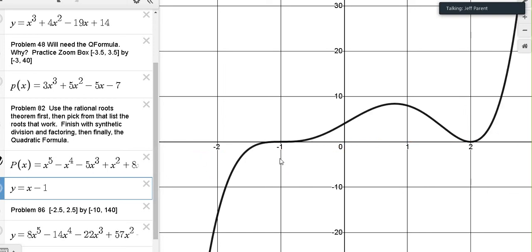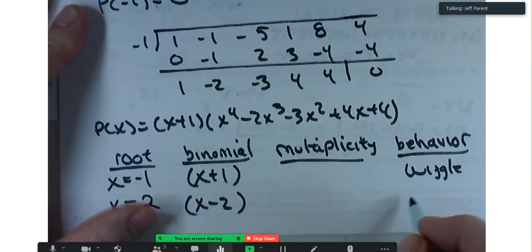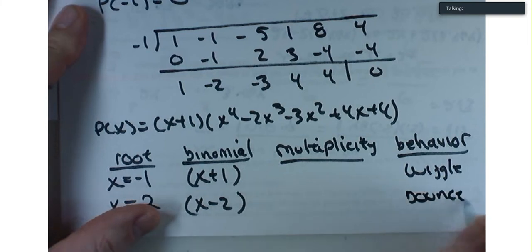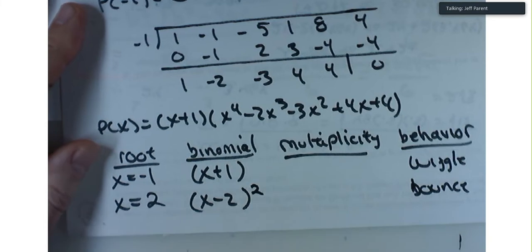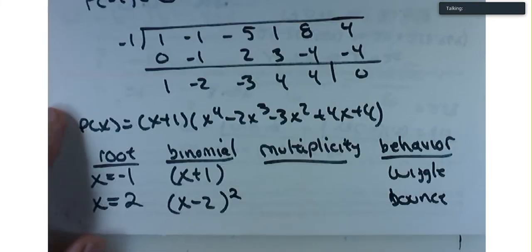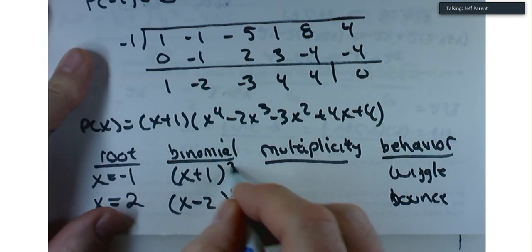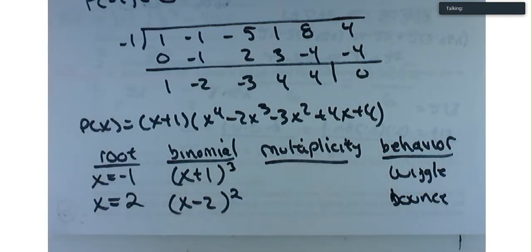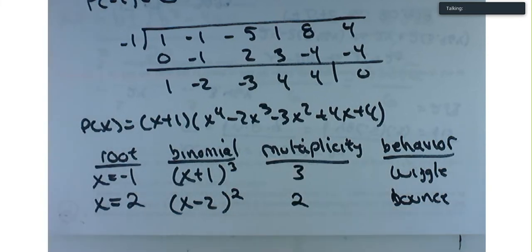Now, to remind you of those behaviors, when you had a bounce, that was an even exponent. So let's make that the first even exponent we can, which is a 2. And a wiggle had to have an odd exponent greater than 1. So the first one we can come up with is a 3. So we have multiplicity 2 and multiplicity 3. That gives us our degree 5 polynomial.